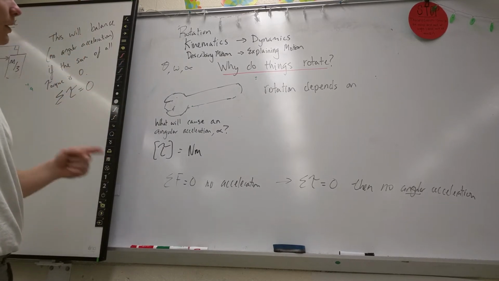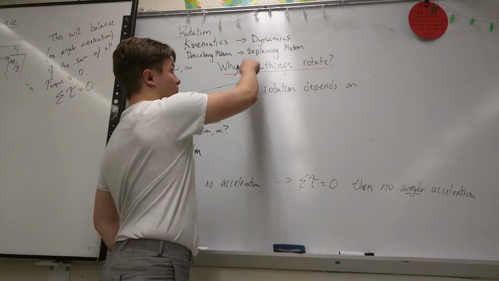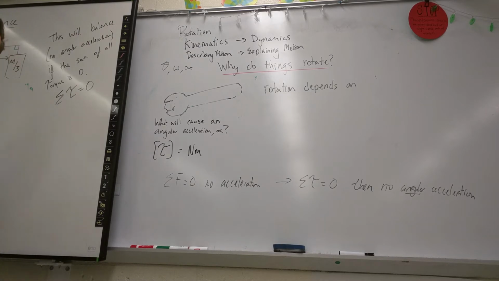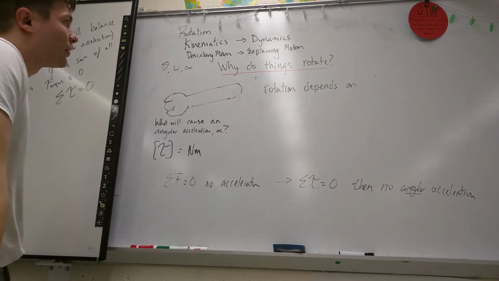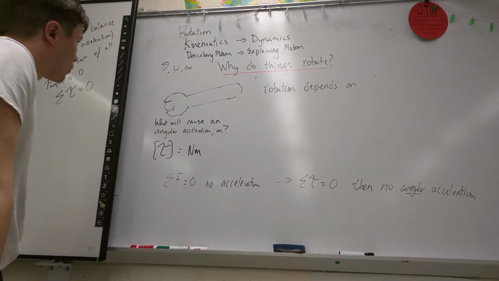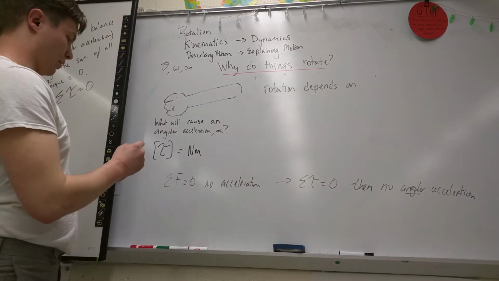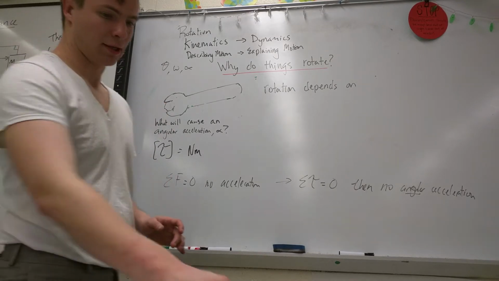And there are appropriate analogies when we move over to rotational dynamics and explaining why things rotate, that translate very easily from linear dynamics. So our main question is, why do things rotate? What causes them to rotate? To try and unpack this question, we're going to look at a wrench. So what would cause this bolt to rotate?